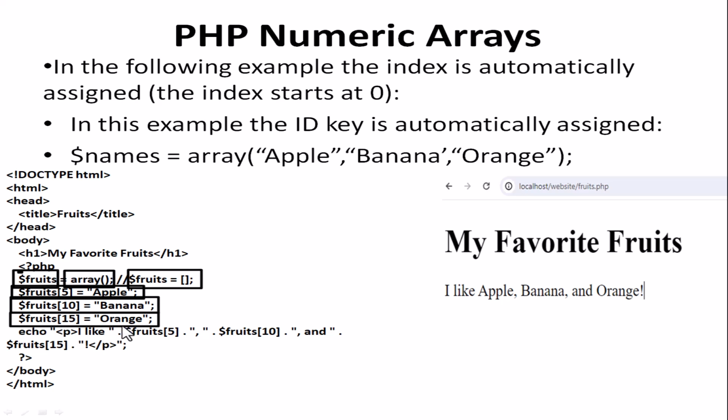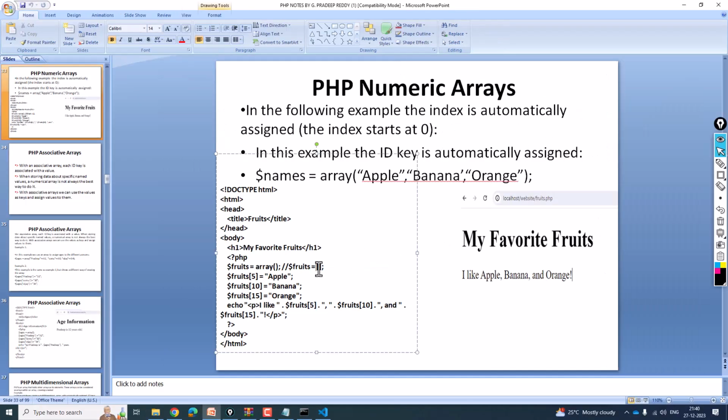Here we are going to specify the echo: fruits. I like, and that is used for concatenation. Fruit of 5, so what is fruit of 5? It contains the apple. Next, it is separated by comma. Next, the fruit of 10. What is fruit of 10? Banana. Next, it is separated by this. Then fruit of 15 is orange. So let us execute this particular program.